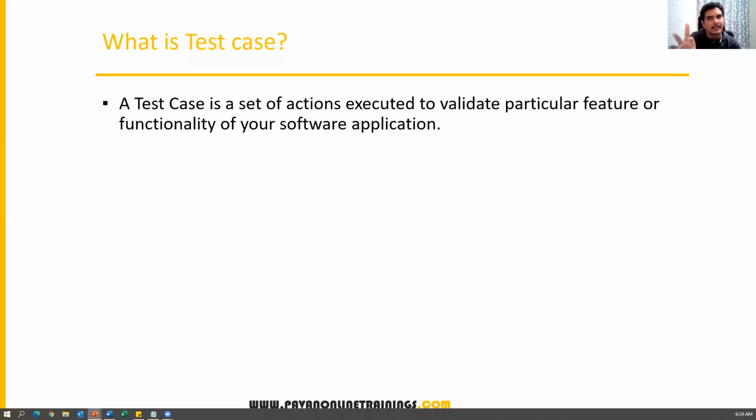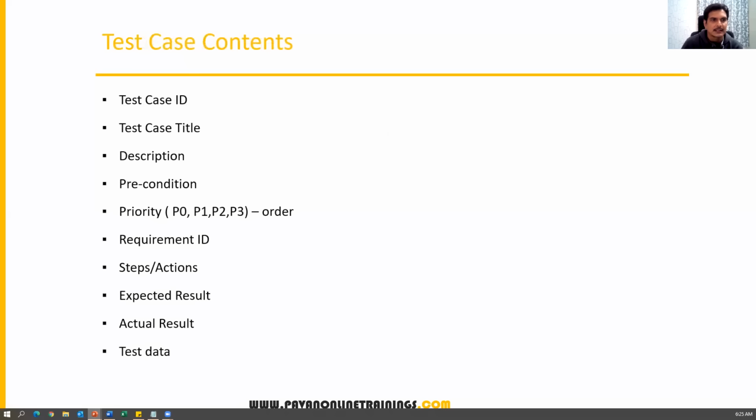Okay, and it also contains the expected value. When you perform these actions, what we are going to expect is also part of the test case. So a test case is a set of actions executed to validate a particular feature or functionality of your software application. A test case is also a document, guys, which contains different options, like a test plan.